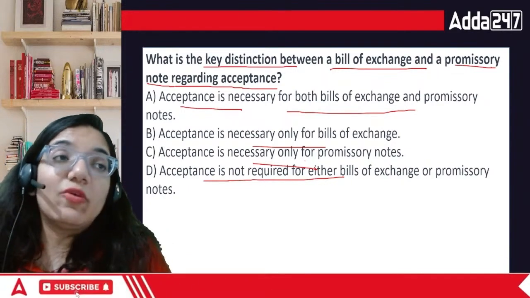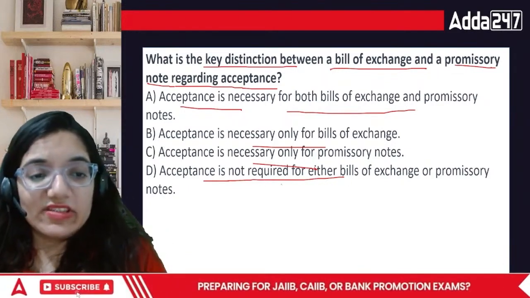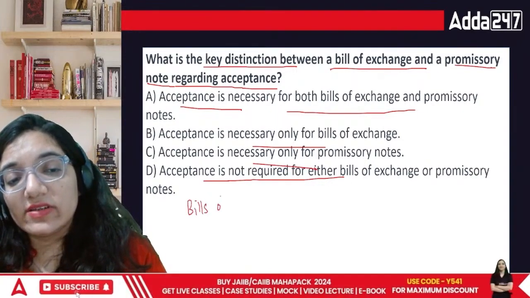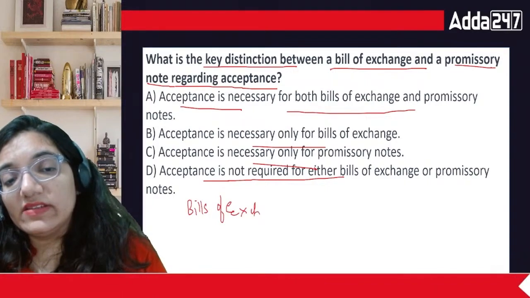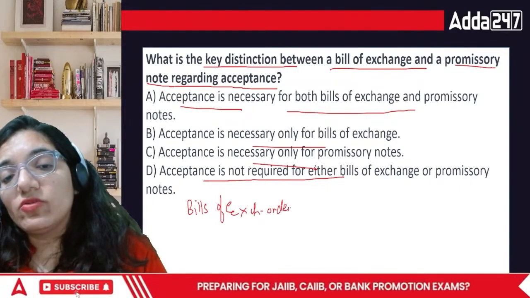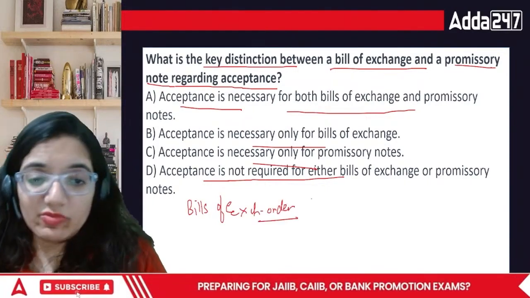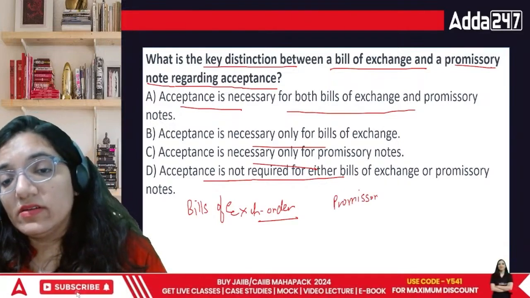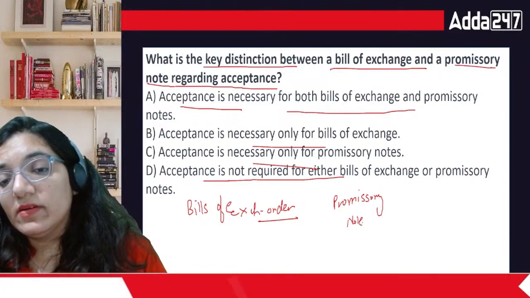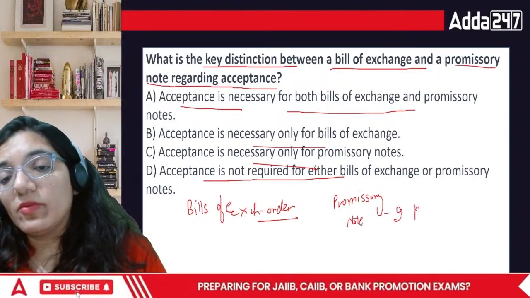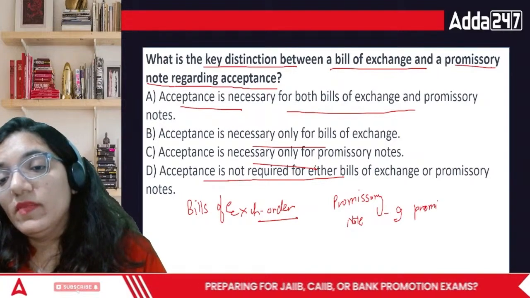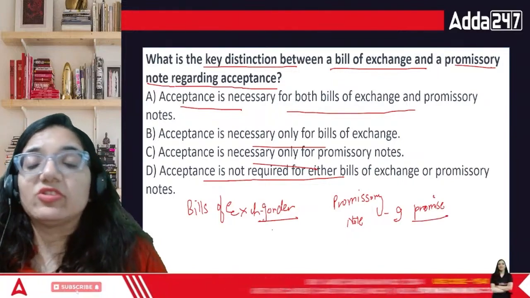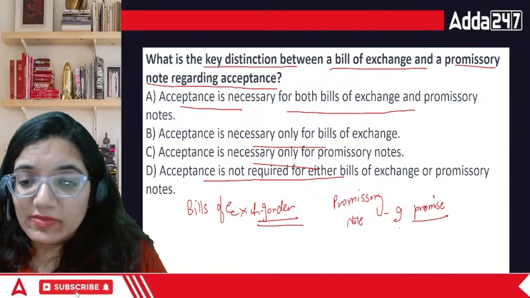One of the major differences between bills of exchange and promissory notes is that a bill of exchange is an order. I order you to pay so much amount of money after so much amount of time. While a promissory note is a promise. I promise to pay you this much amount of money after this much amount of time. So this is the particular difference.